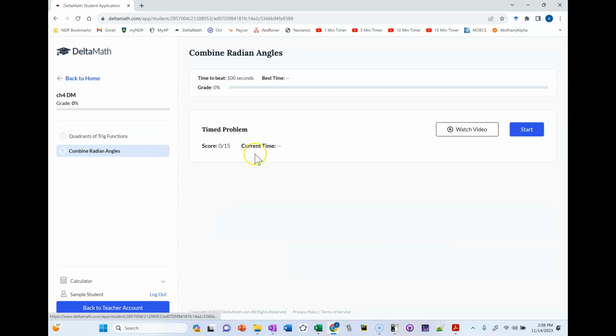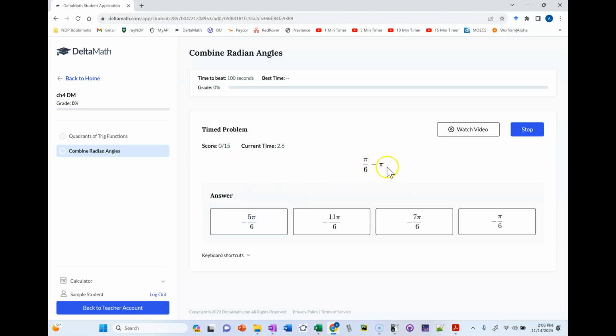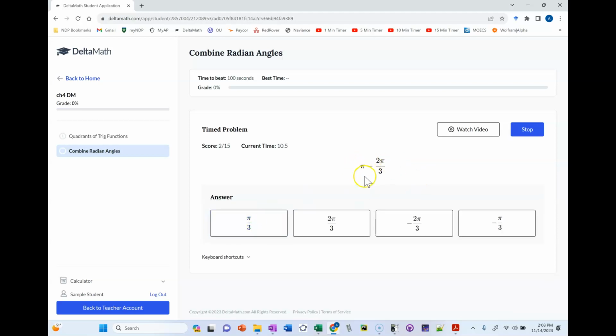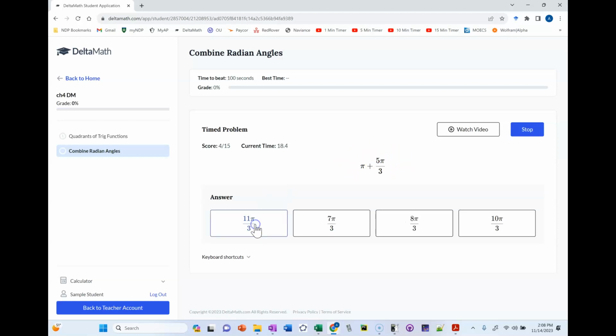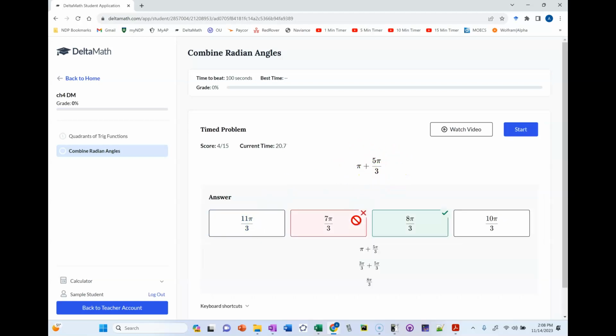Second question says combine radian angles. Also timed, also 100 seconds, also 15 in a row for completion. We hit start. Pi over 6 minus pi. Negative 5 pi over 6. Pi over 4 minus pi. Negative 3 pi over 4. 1 pi minus 2/3 pi. That's 1/3 pi. 1/6 pi minus pi is negative 5/6 pi. 5 pi plus 3 pi, 7 pi. Oh no, I got it wrong. What happens? Time stops, count stops, and you have to start over again.